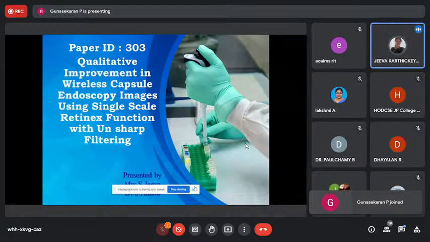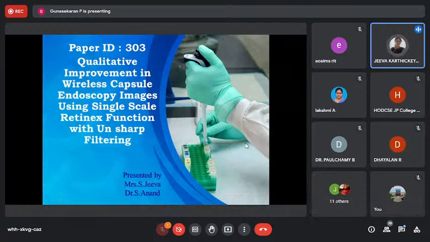Thank you, ma'am. Good afternoon to all. Myself Jiva, Assistant Professor of the ECE Department at Ramco Institute of Technology. My research work is qualitative improvement in wireless capsule endoscopy images using single-scale Retinex function with unsharp filtering, under the guidance of Dr. S. Anand, Professor, ECE Department at MEPCO Engineering College.